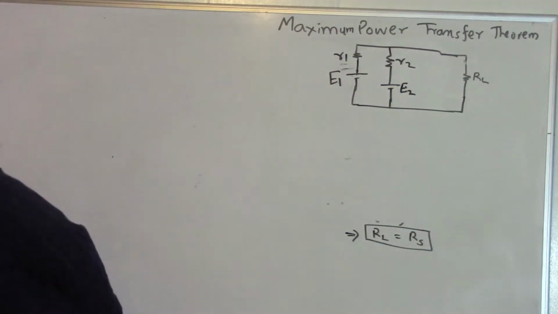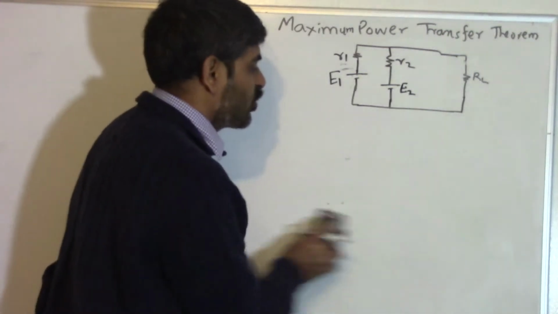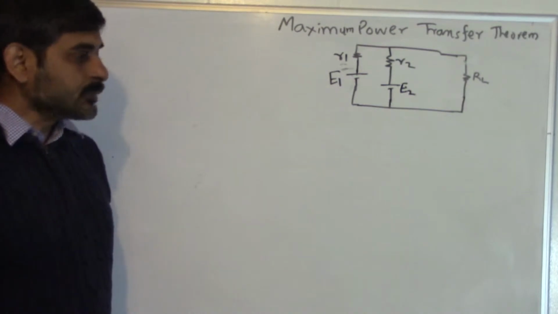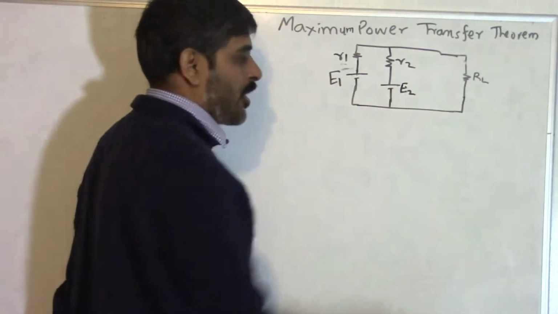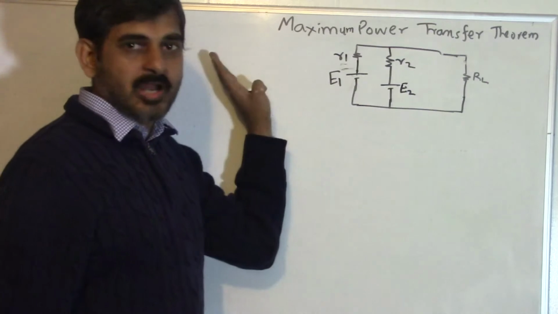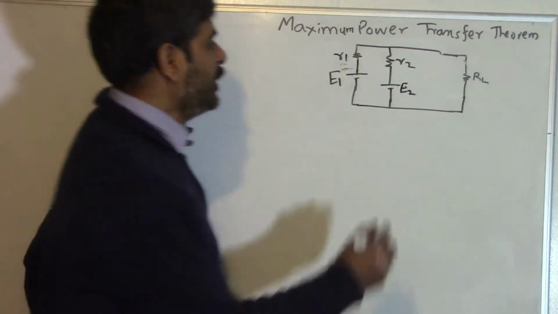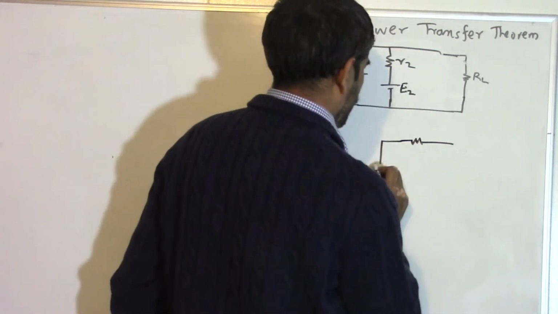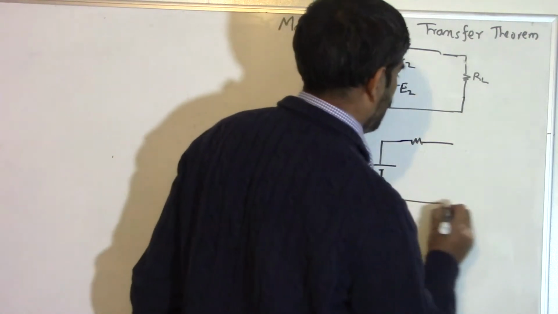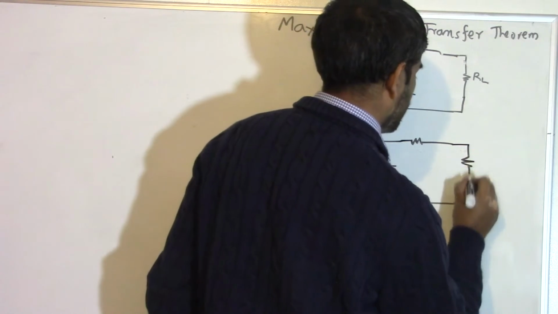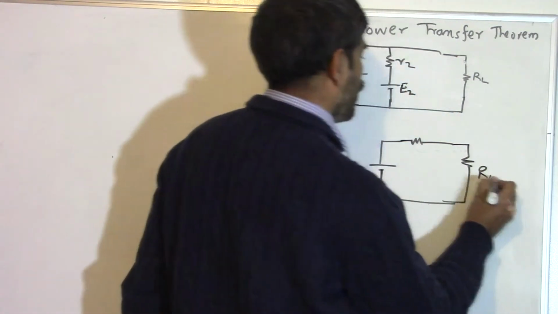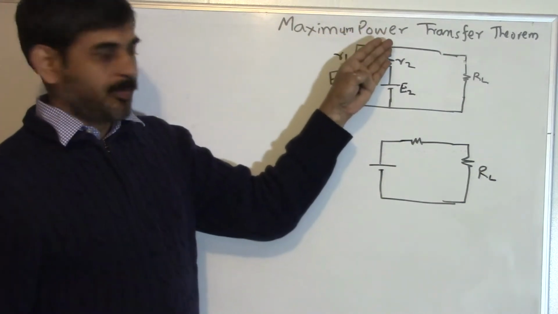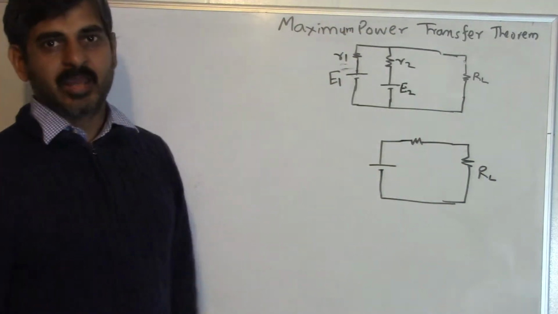In order to do such kinds of problem, we may also be required to find what that maximum power will be. To do this kind of problem, this huge complicated circuit will be converted into its Thevenin's equivalent circuit, which looks like this. Any circuit like this can be replaced by a simplified circuit like this.